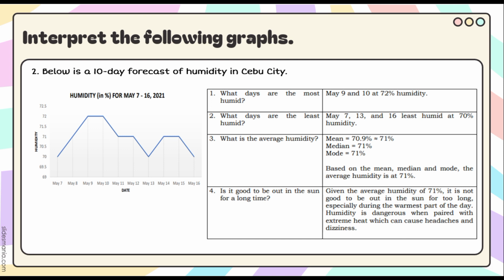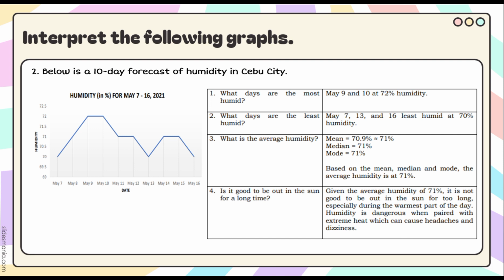We simply add all the values again to solve for the mean. Again, we add all the values we have here and divide by how many days, which is 10, right? So 70 for May 7, 71 for May 8, 72 for May 9, 72 for May 10. If you add all those numbers and divide by 10, it results in 70.9 or 71, which is the average humidity for this line graph.